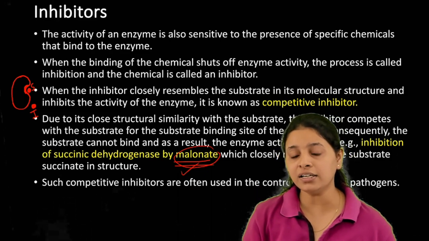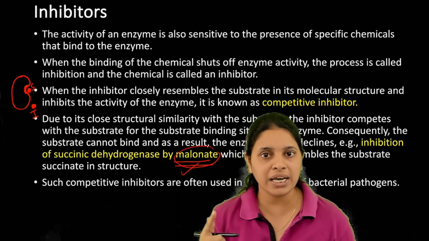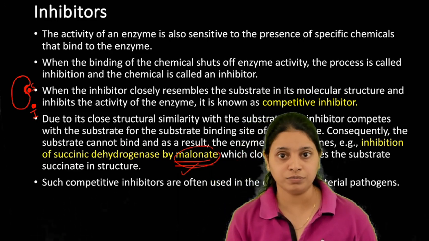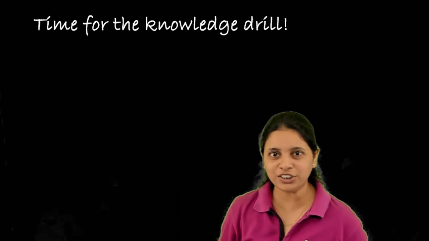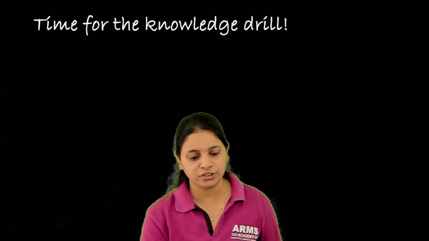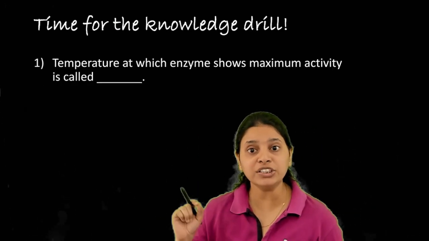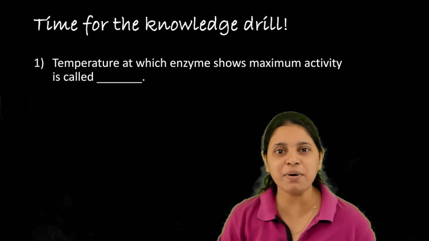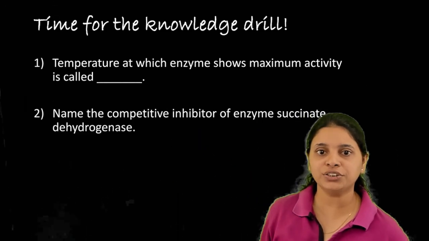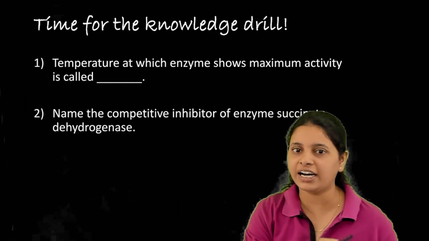So far we have studied the various factors which affect enzyme activity: temperature, pH, substrate concentration and inhibitors. Now it's time for a knowledge drill. Try to answer the questions in the comment section. First, fill in the blank: the temperature at which an enzyme shows maximum activity is called dash. Tell me in the comments. And next question, name the competitive inhibitor of the enzyme succinate dehydrogenase.